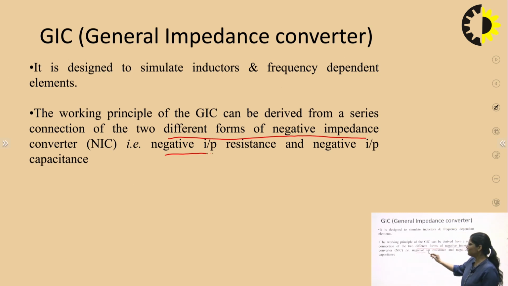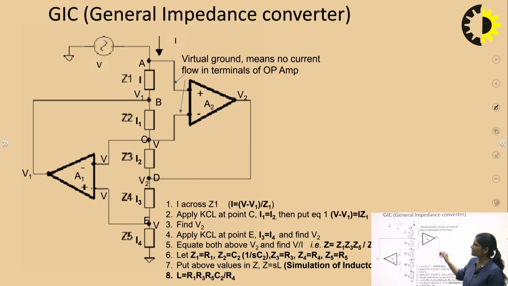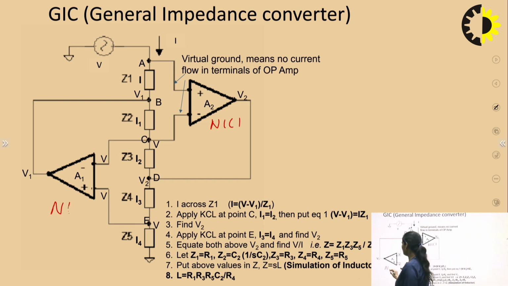So, negative impedance, input resistance and negative input capacitance are there in the circuit diagram. This is the circuit diagram of the general impedance converter, where you have two NICs. This one is NIC1 and this is NIC2. So, what are the benefits of connecting these NICs?